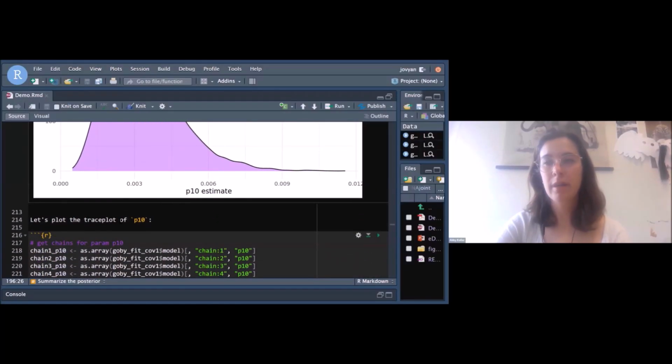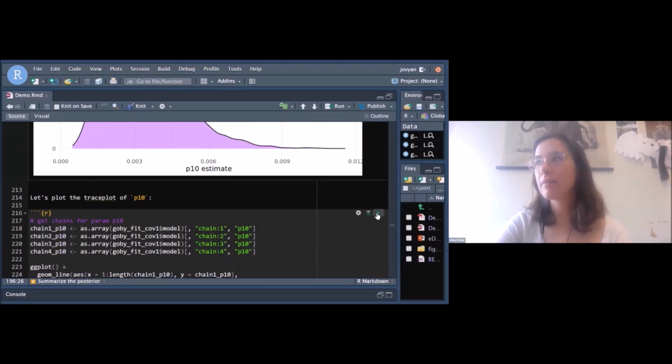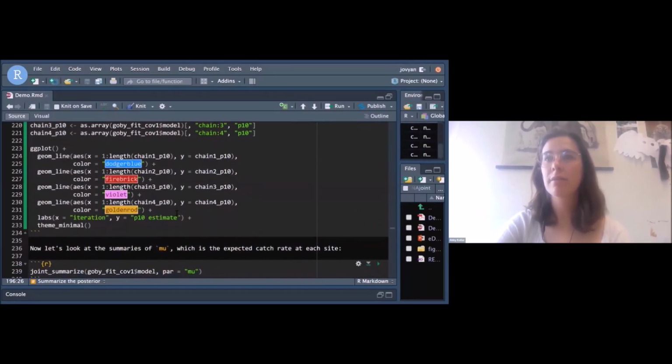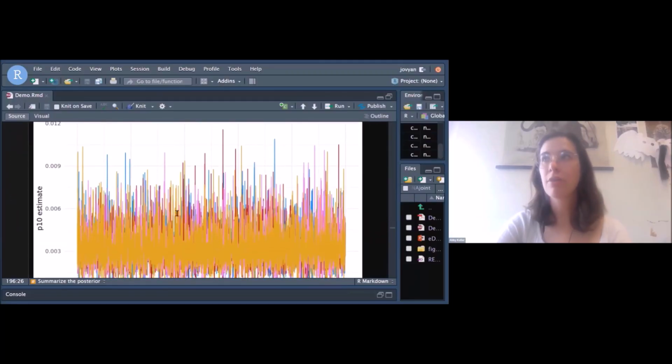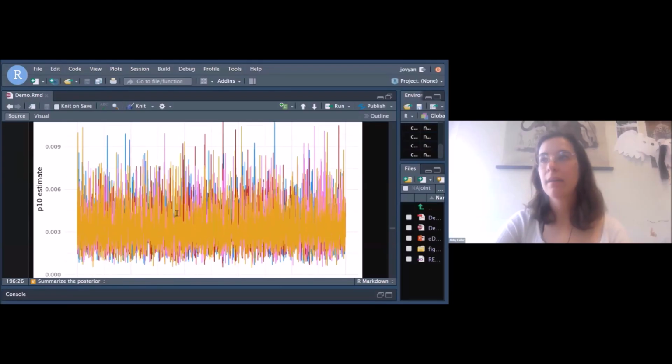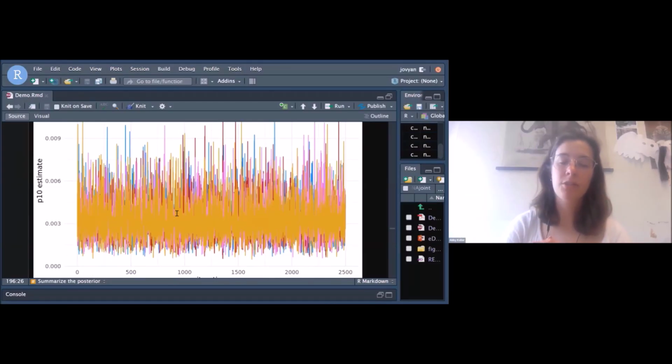And next, we're going to look at a trace plot of P10. This is really useful for diagnosing the algorithm, making sure that we can trust the results. This plot is called a trace plot because it's a trace of how the algorithm is moving through parameter space.